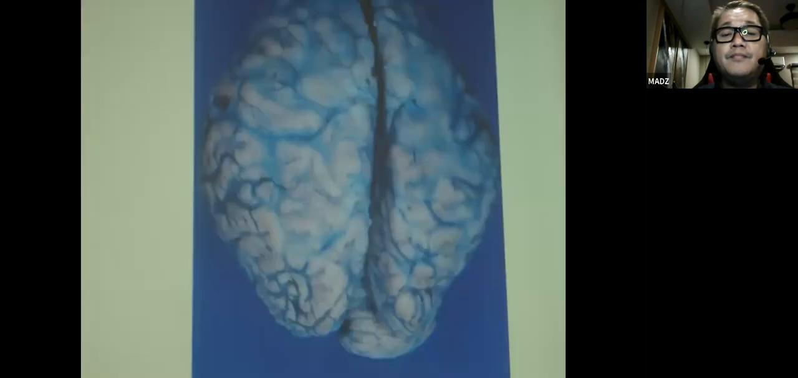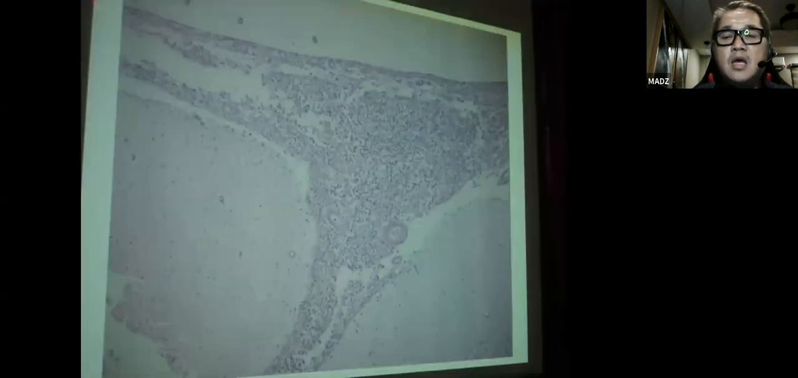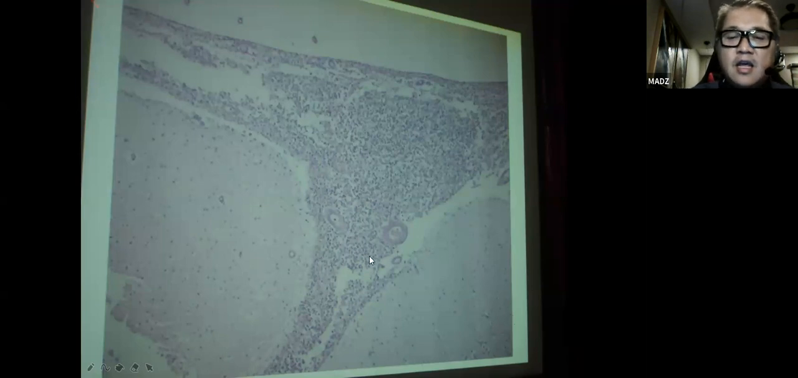Okay, so this is a picture of a brain with suppurative meningitis. See the pus covering the whole brain. So this is suppurative meningitis. Also, if you pick a piece or a part of it, this is what you see. So let me just orient you. This is the brain, no?